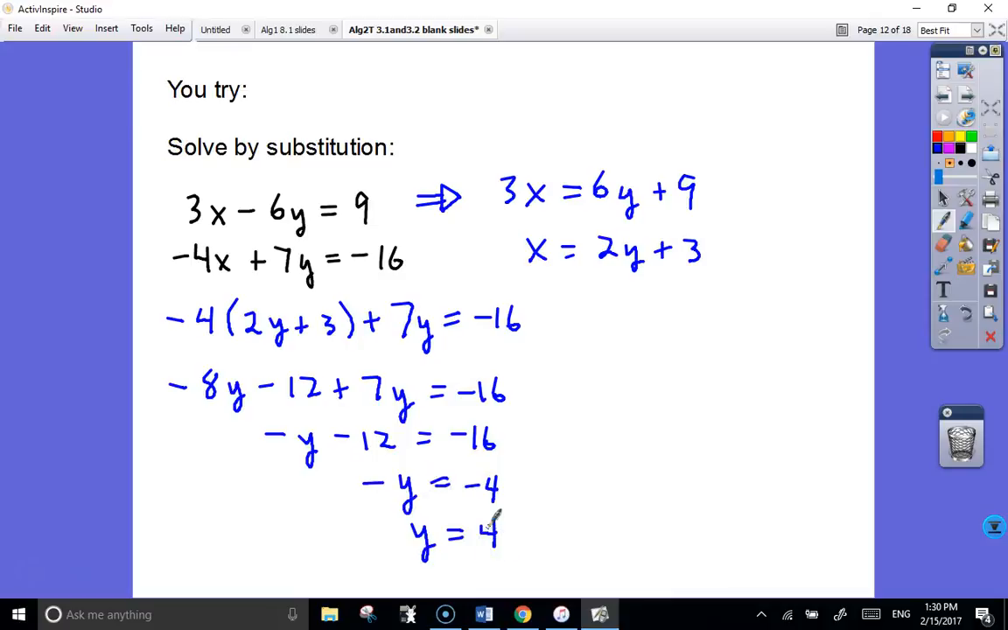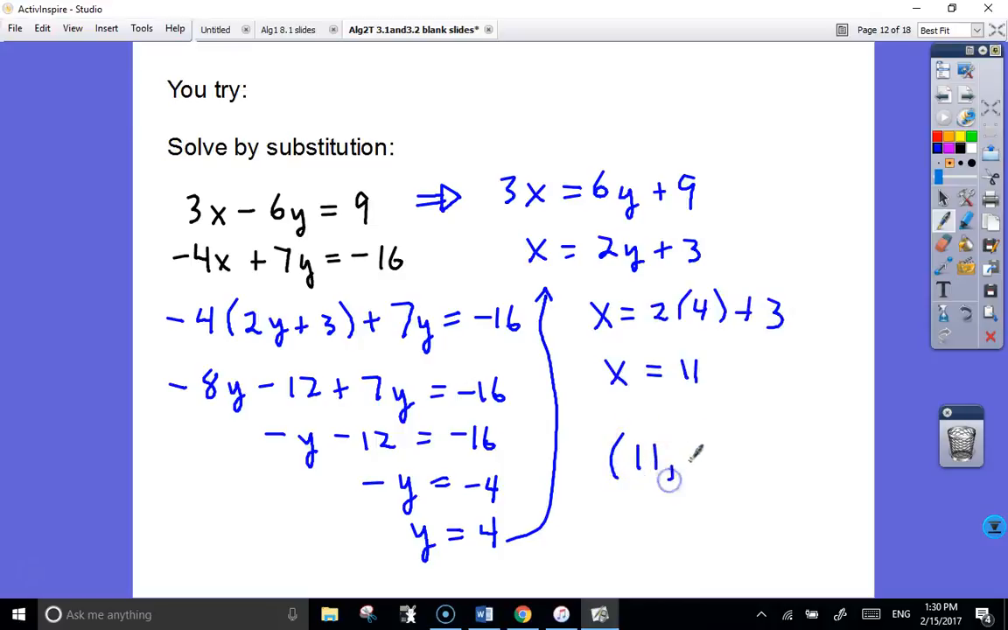Right, and then where do I go to find the other coordinate? Right, you go back up to that equation, the thing that was the result of step 1. X equals 2 times 4 plus 3. So the solution is the point 11, 4.